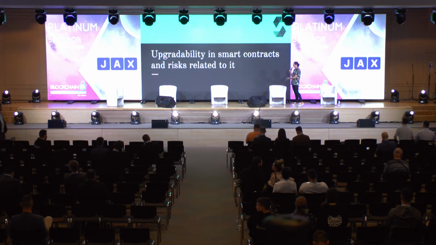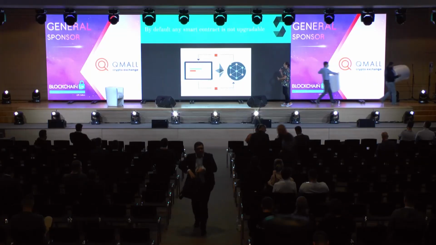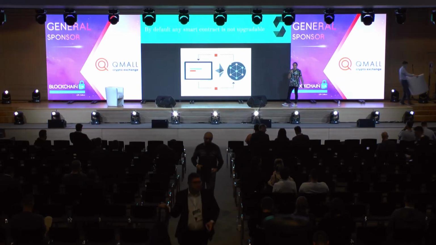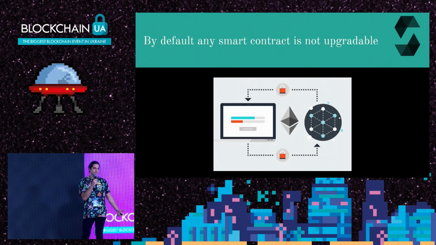My topic is called upgradability in smart contracts and the risks related to it. First of all, let's talk about simple smart contracts. What are they, and why should they be upgradable or not? Let's start with a smart contract. It is a program that you can put on any EVM-based system, first of all on Ethereum.